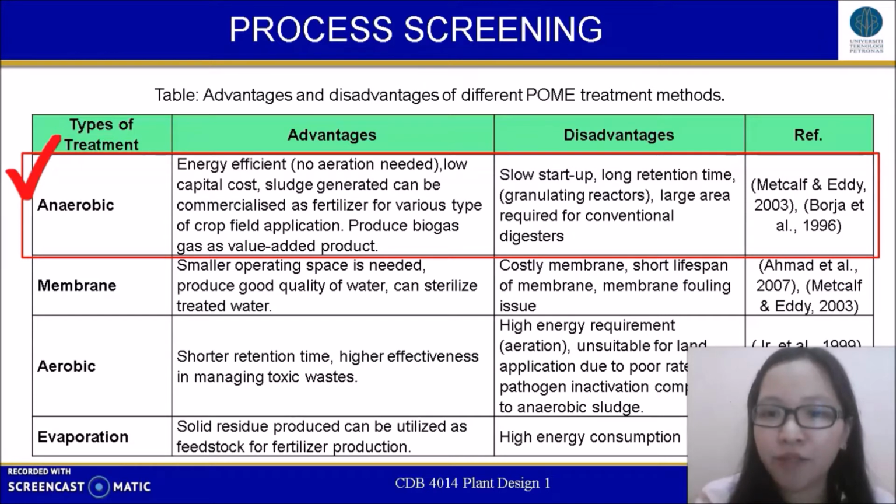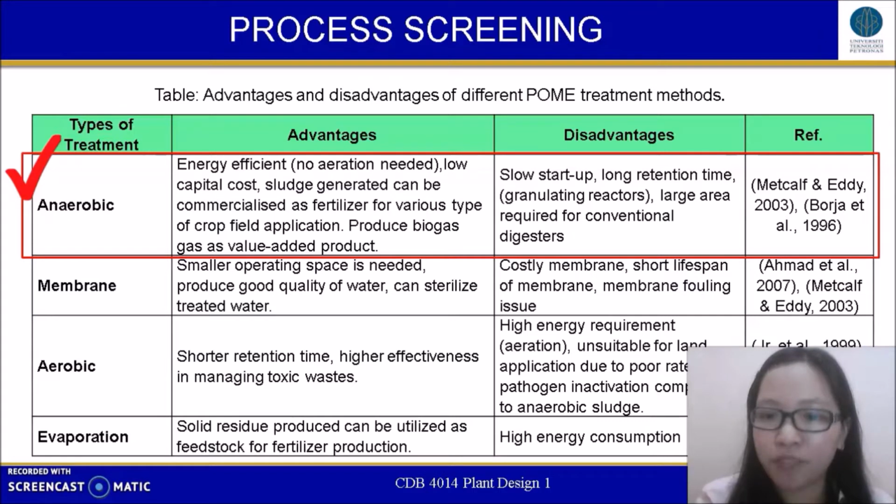Moreover, anaerobic treatment will generate biogas such as methane and carbon dioxide as valuable products which can be captured and commercialized. For other methods like the aerobic process, a huge amount of sludge is generated along with treated wastewater, even though shorter retention time is needed. The greatest weaknesses for the membrane and the evaporation treatment methods are costly membrane and high energy consumption respectively.